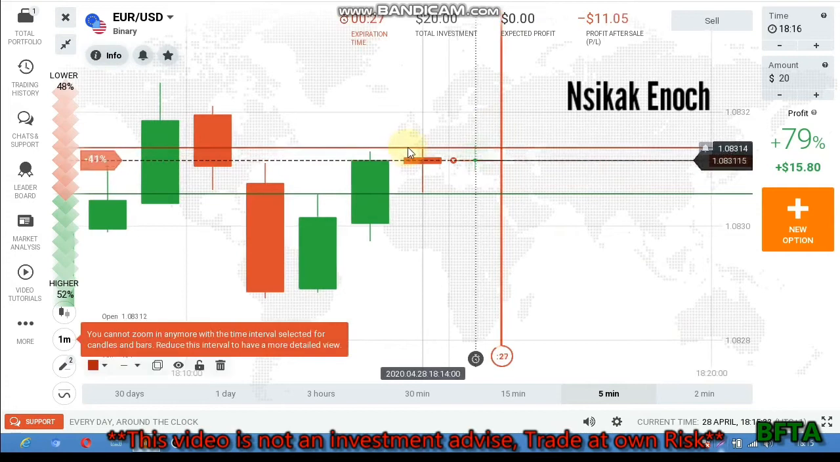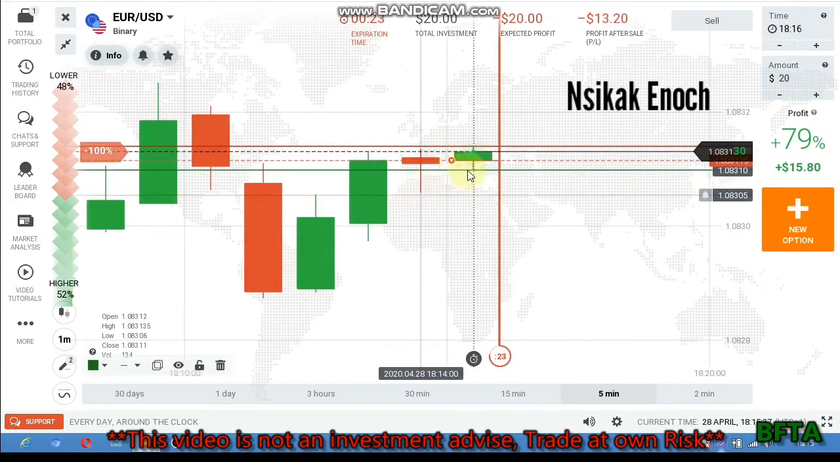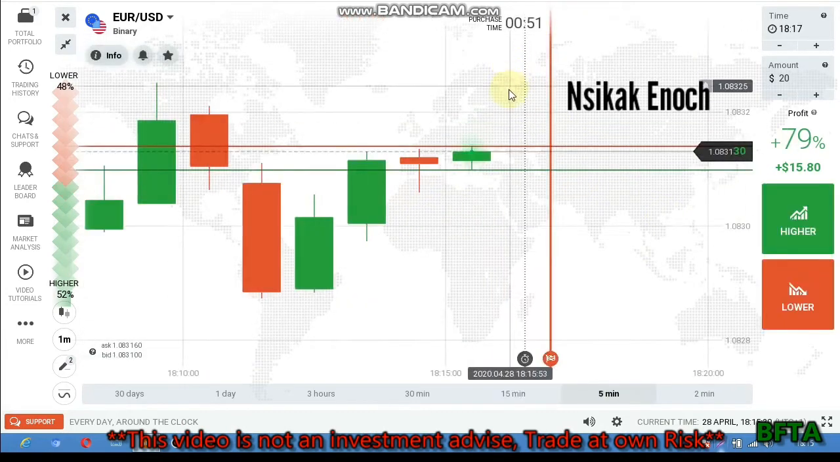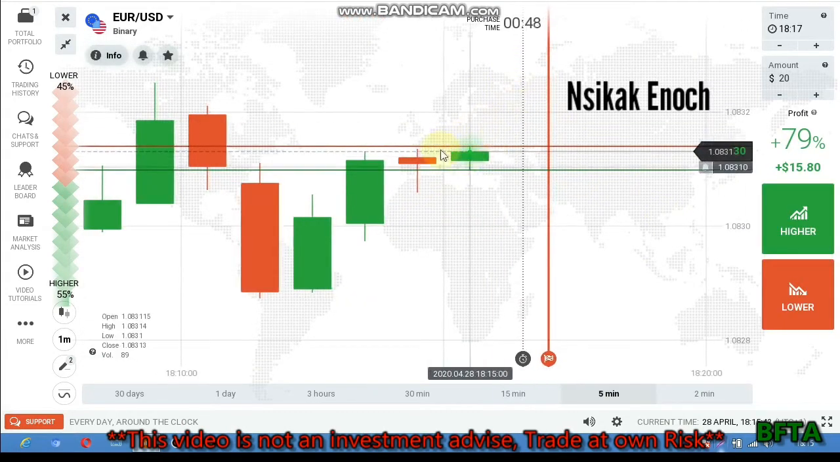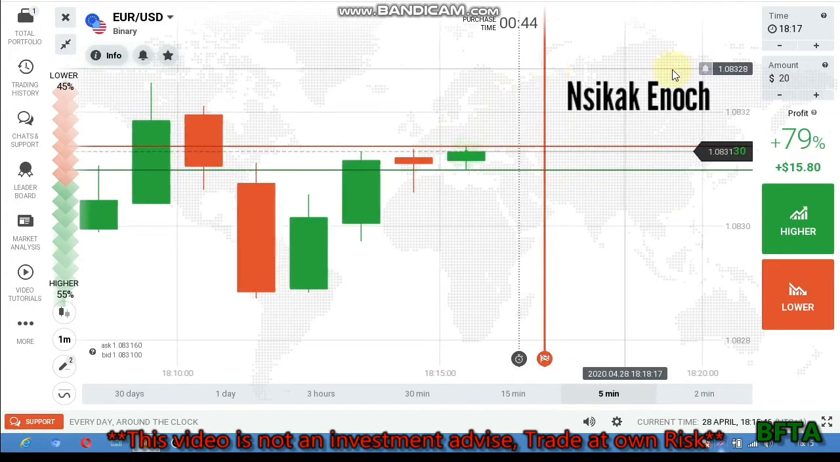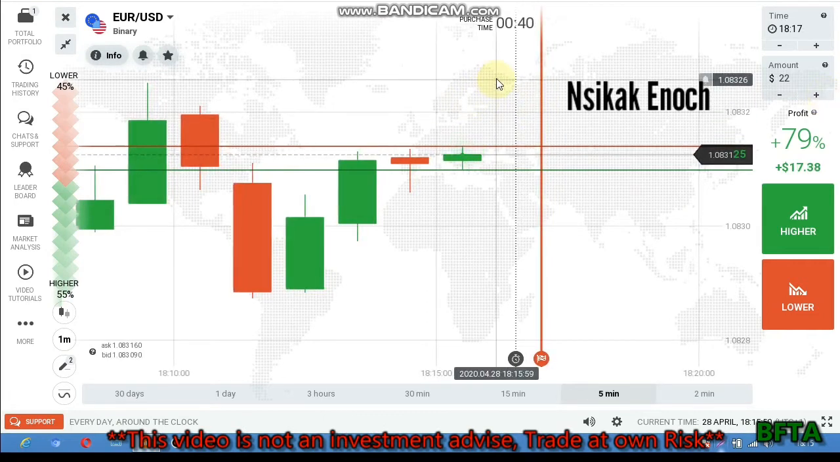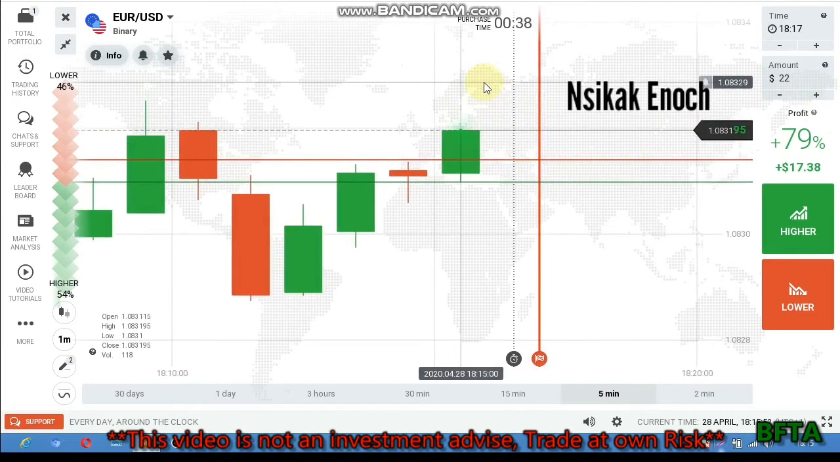Again, they change their entry to this level, while buyers change their entry to this level. So they'll be rejected from this level and close as bearish. Okay, buyers enter.